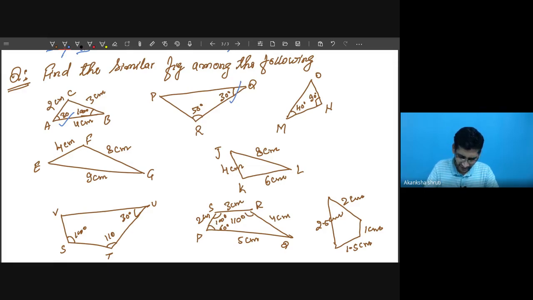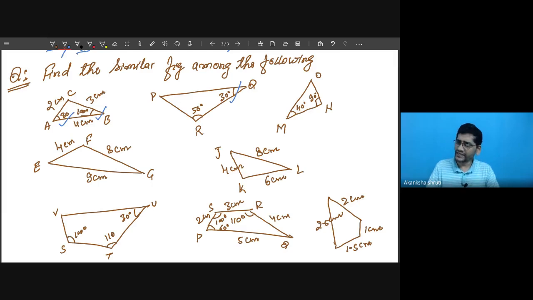Okay. Now coming to the other angle. The other angle is 100 degree, but 100 degree doesn't appear in this PQR. But here, in both the figures ABC and PQR, we are given only two angles. So the third angle can be calculated. So the first thing that you must keep in mind is to calculate the third angle.